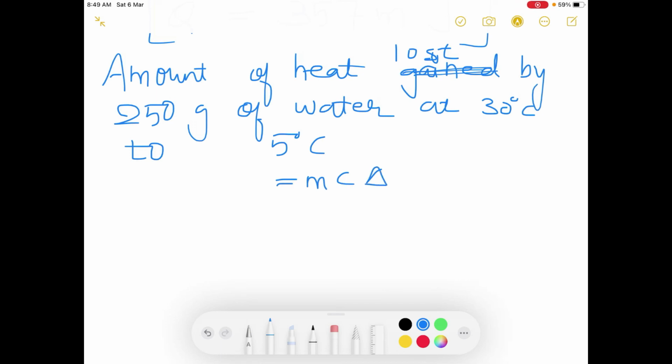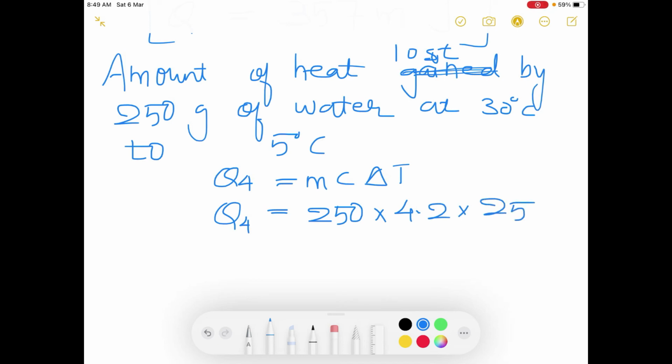So mc delta t, this will be Q4. So Q4 is equal to mass કેટલું, તો કે 250, c આપેલું છે 4.2, and change in temperature 30 minus 5, that will be 25, and total it will be equal to 500 joule. Sorry, this is 25 to 250, that will be equal to 26250 joule. Fine, this is the heat energy lost. આ વોટરની વાત થઈ ગઈ.